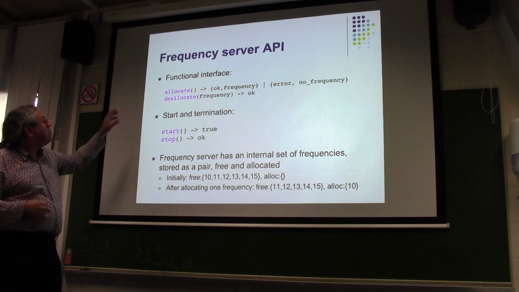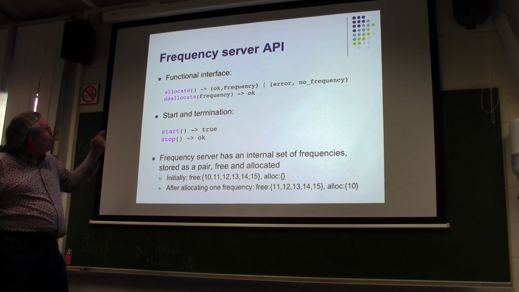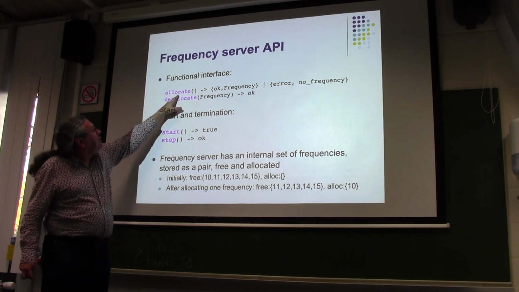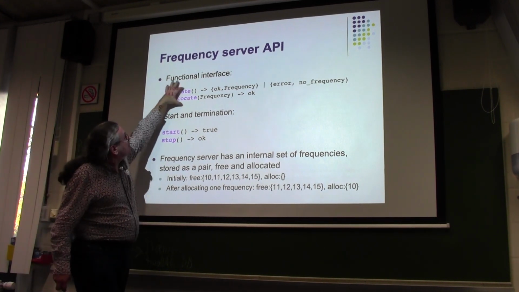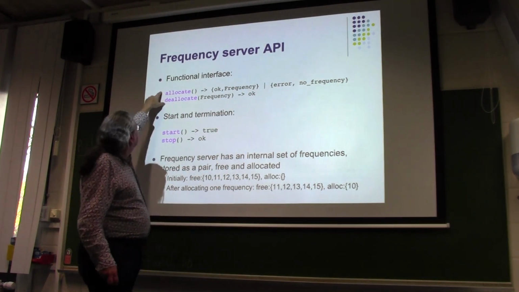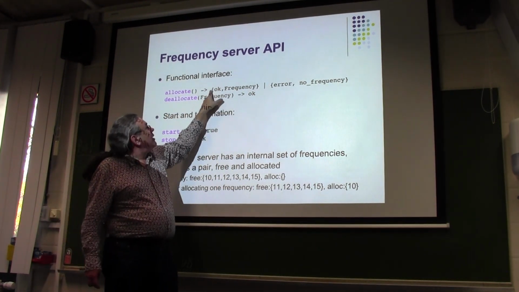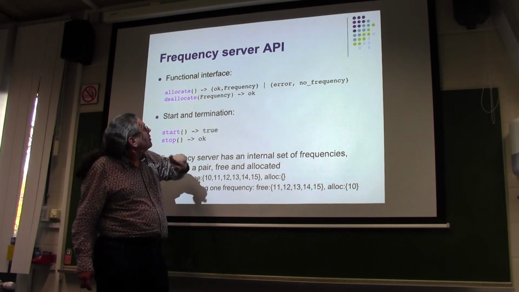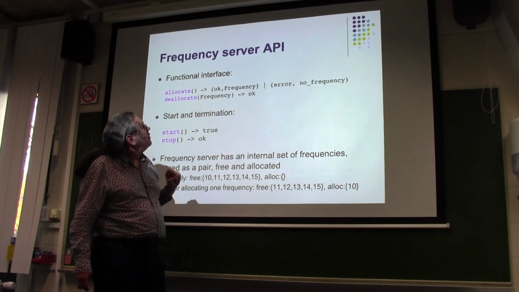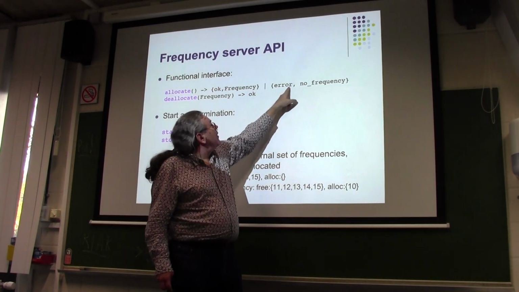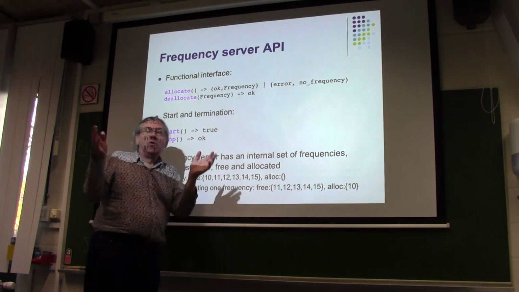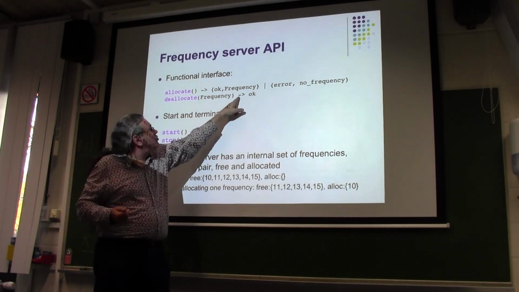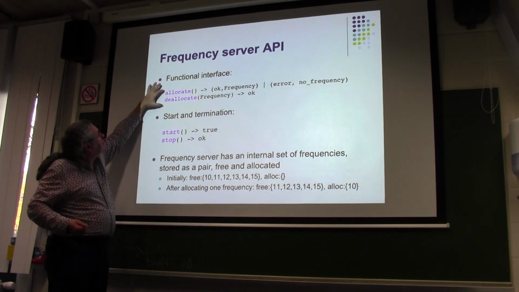So this is the API for this. When I'm a client and I want a frequency, I call allocate, and this is a specification. This is not code. When I do allocate, either I get a tuple saying okay, and here's the frequency, so this is a variable, there'll be some number here, or I get a tuple saying error, there's no frequency. Maybe there's too many phones. And if I deallocate a frequency, it just returns okay. So this is basically the API.